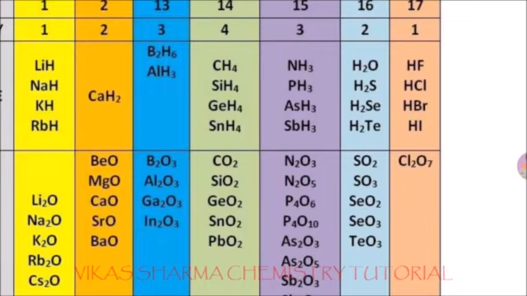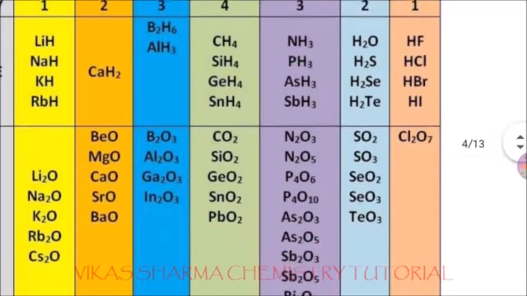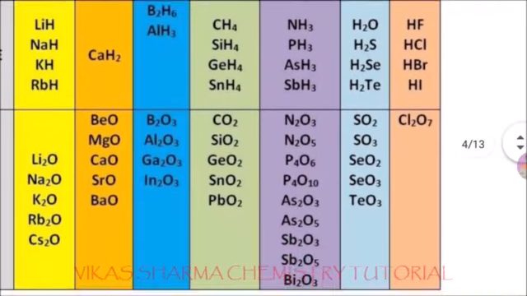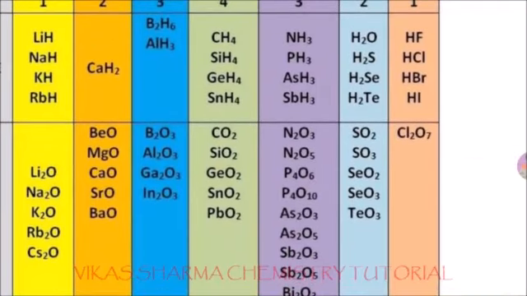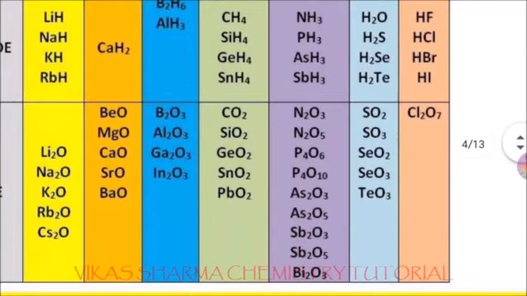In group 15, NH3, PH3, AsH3, SbH3 are the same hydrides, and they follow the same oxide pattern. Nitrogen and phosphorus form various types of oxides, but the display shows only some: N2O3, N2O5, then P4O6 and P4O10, the same pattern, As2O3 and As2O5, Sb2O3 and Sb2O5, then Bi2O3. They show the same pattern in forming oxides.